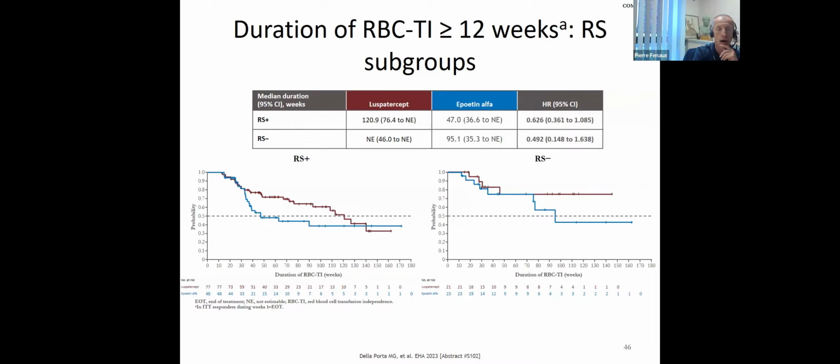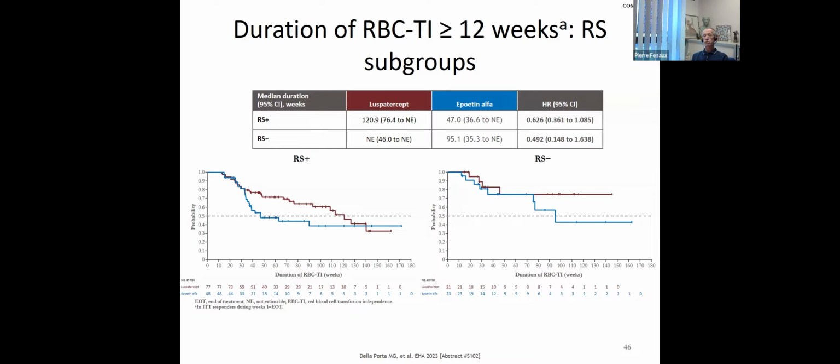And for RS positive, this is ring sideroblast, there's clearly an advantage in terms of treatment duration for luspatercept, whereas in RS negative patients, the number of patients is small, it's difficult to conclude. The problem with this trial is that the majority of patients were ring sideroblast positive. So it's difficult to conclude in ring sideroblast negative patients.